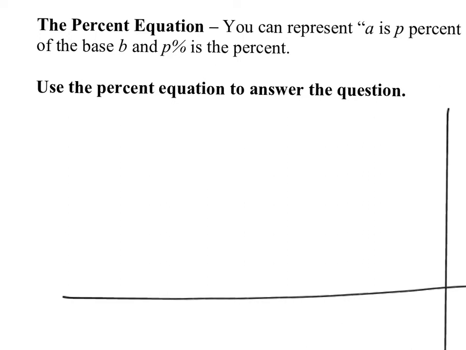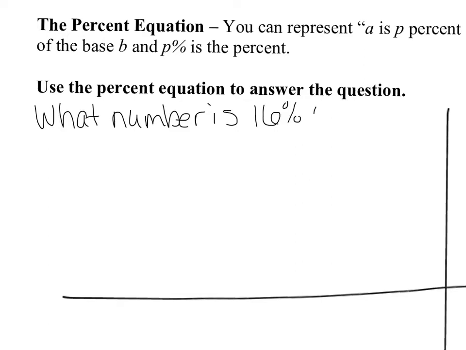So if I want to know what number is 16% of 75. Okay, so here's how I do these. I pick out the words that I know I can represent with a variable, with a number, or with some kind of operation. So first I see what number. Now if we don't know something, we use a variable. So x, I don't know what it is. Is means equals, so x equals.